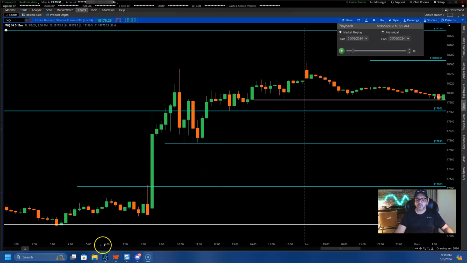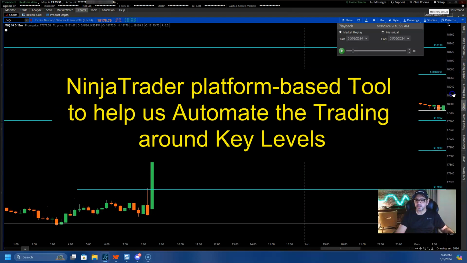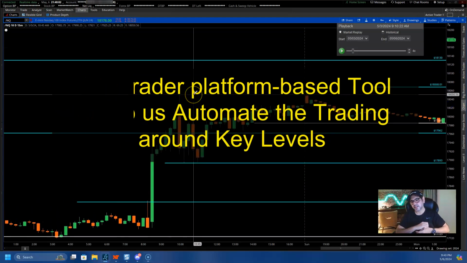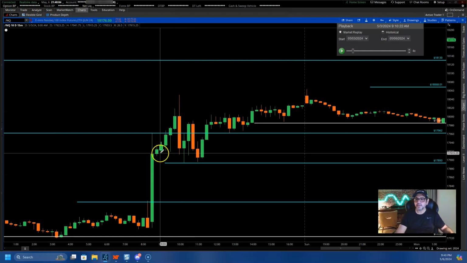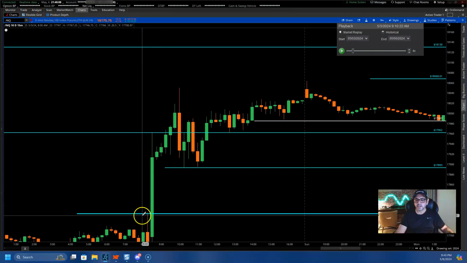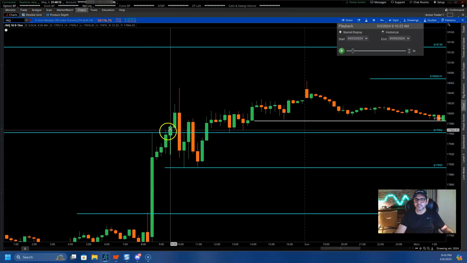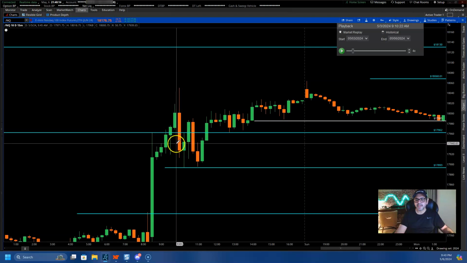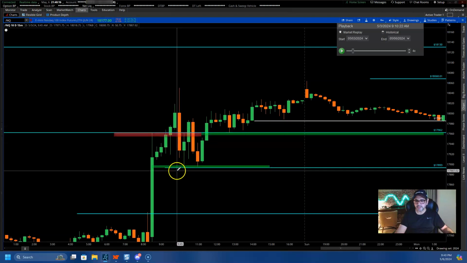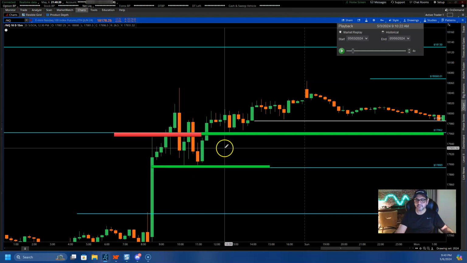So we created this NinjaTrader platform based tool that you can use to trade around these key levels, right? They don't have to be my specific key levels that I provide daily in the Discord, but any key level you provide. So the idea is that when the price touches that key level from the bottom, it treats that level as a resistance, and then once it comes back down, it can treat that level as a support, right? Whichever key level you provide.